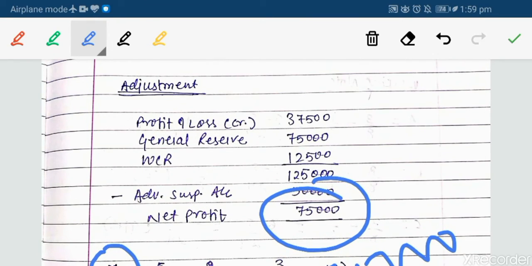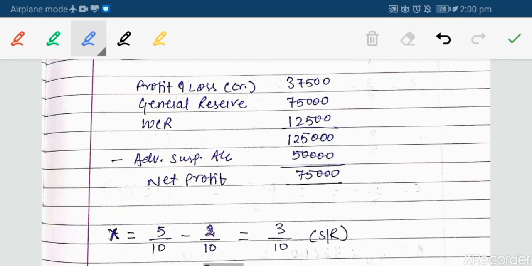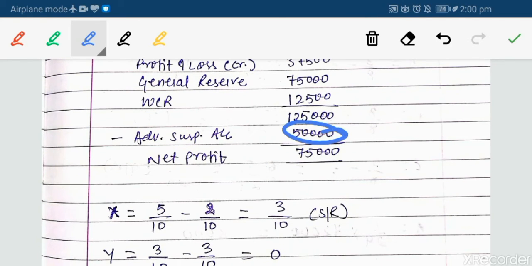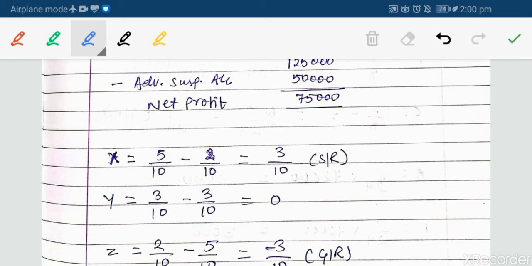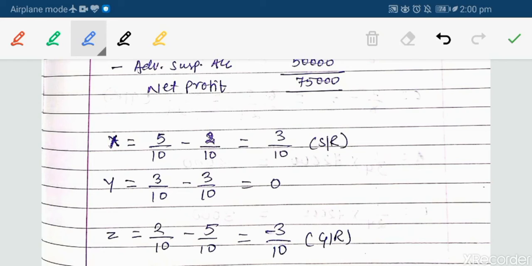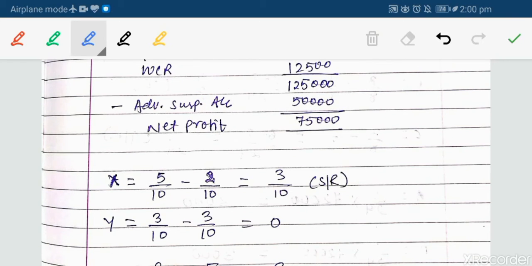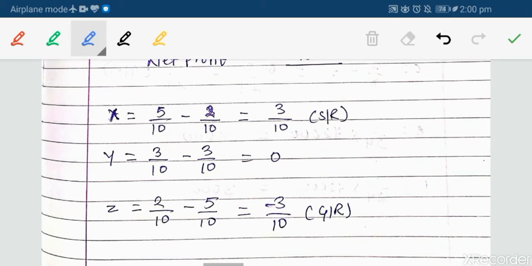How did I do it? I just added the profit and loss account credit balance, general reserve, then WCR. The total comes to 1,25,000. After that, I deducted 50,000 as loss, so the net profit comes to 75,000. After getting that net profit, we need to find the gaining and sacrificing ratio, because for the adjustment entry we debit the gaining partner's capital account and credit the sacrificing partner's capital account or current account.